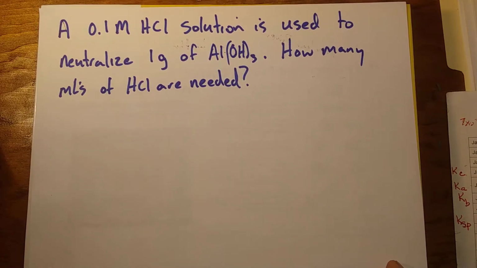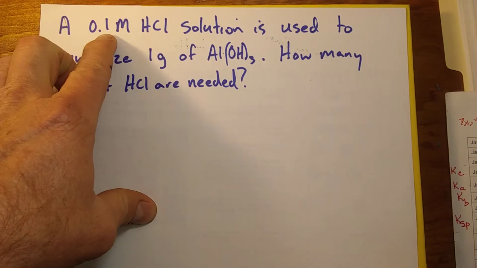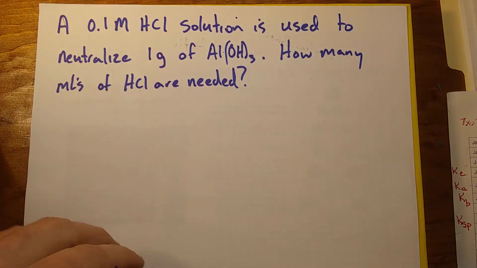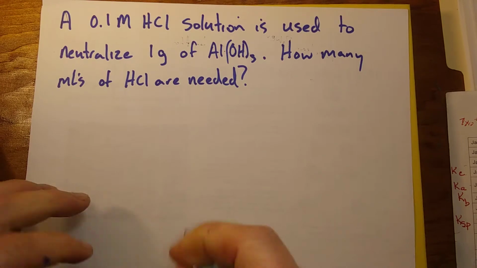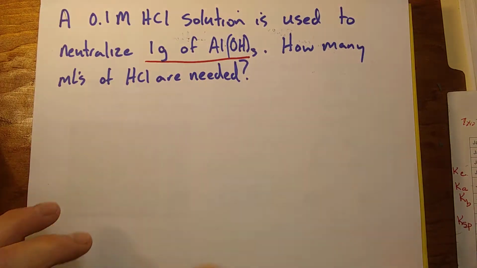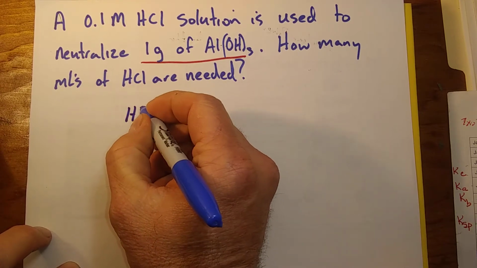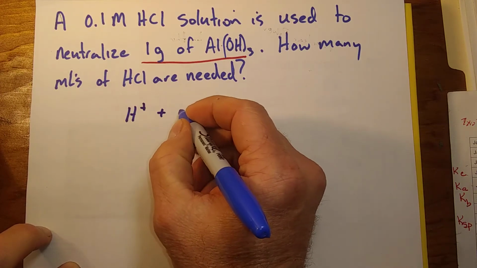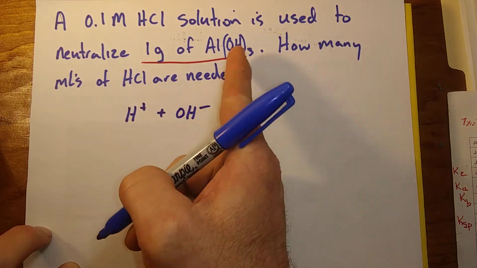Just a quick recording over how to determine the amount of HCl, a 0.1 molar solution, needed to neutralize 1 gram of aluminum hydroxide. The first thing we'll need to do is start with this 1 gram and always convert to moles, because in the reaction I'm going to take the H from the HCl, which is very important, and the OH from the aluminum hydroxide, which is the key, it's the base.